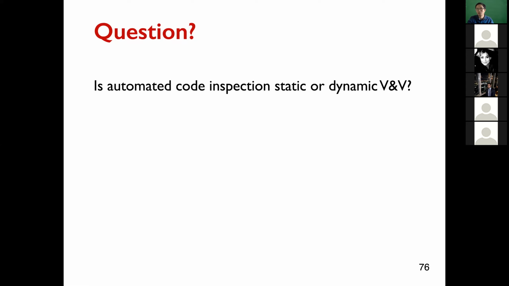Yeah, that's right. Automated code inspection, or static analysis, is static VV, because we don't run the code. We use tools to analyze the program without execution. So they are static inspection. Thanks. I'll see you 5 minutes later.